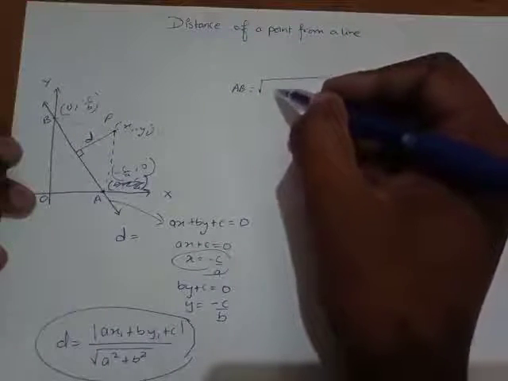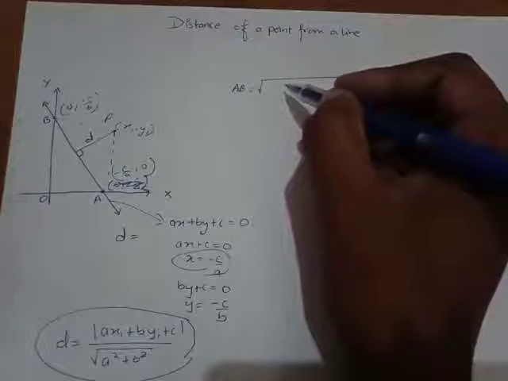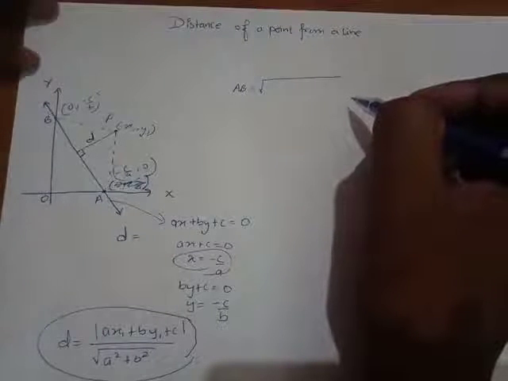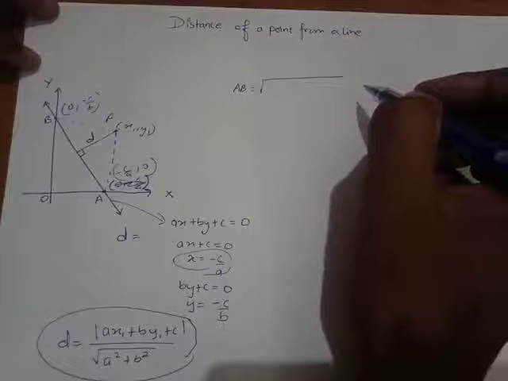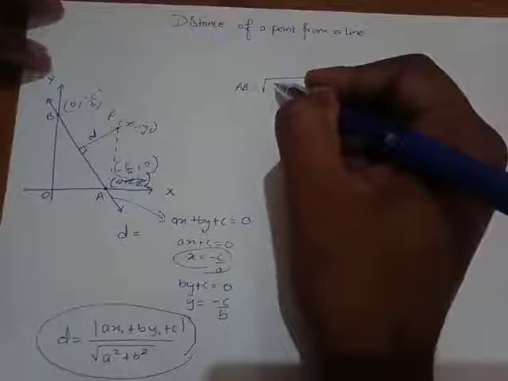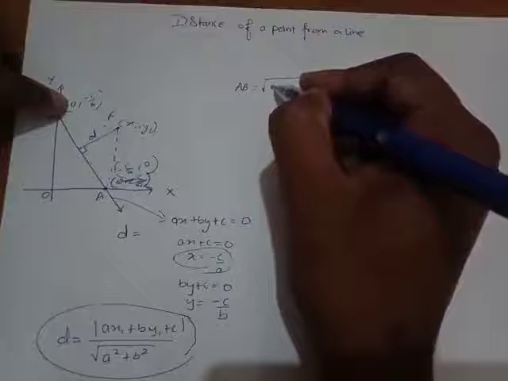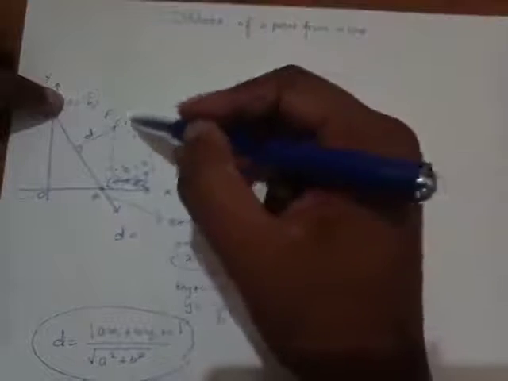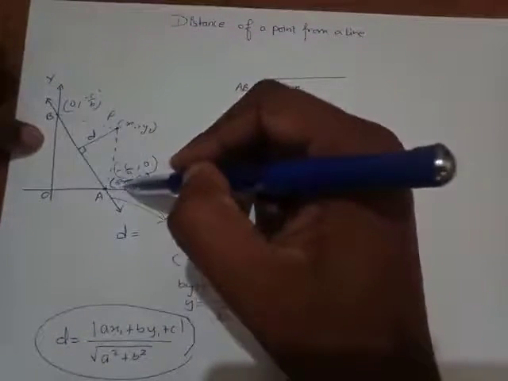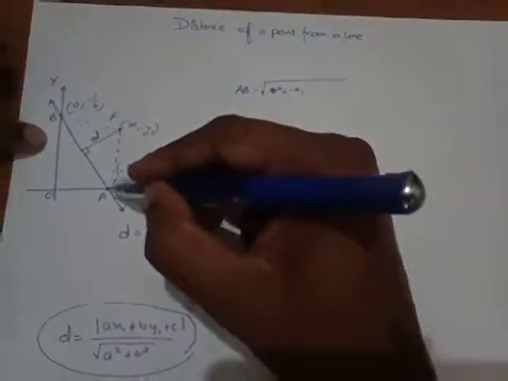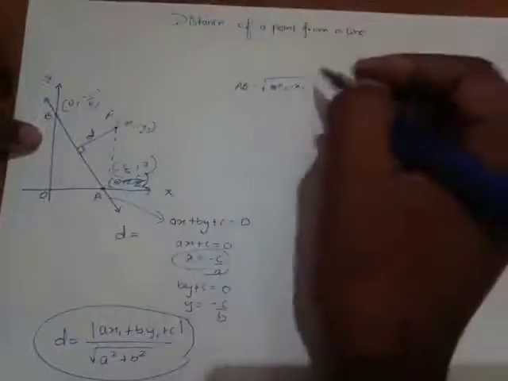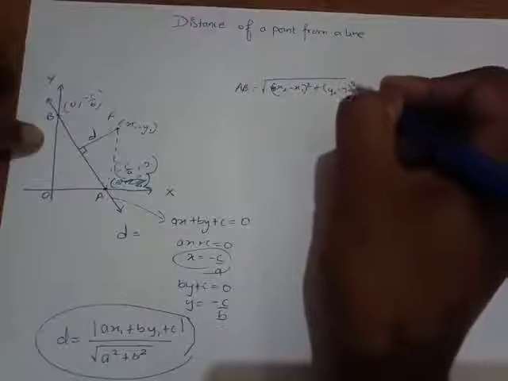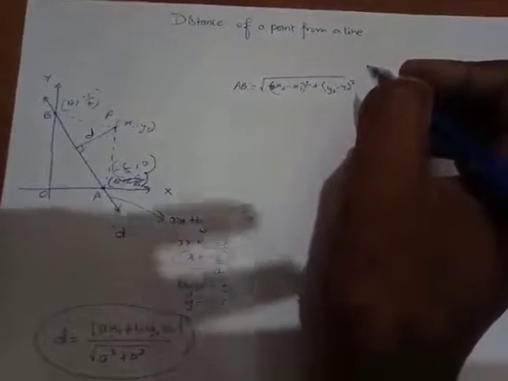x1 minus x2 whole square plus y2 minus y1 whole square. Okay, that's how we find the formula of any distance. So I'll just write the formula first: x2 minus x1, the whole square, plus y2 minus y1, the whole square. I'm just assuming, to find this distance, that these points are x1 y1 and x2 y2. Okay, so here we go.